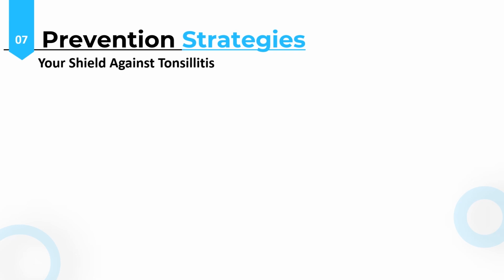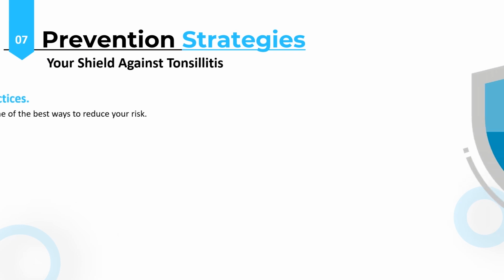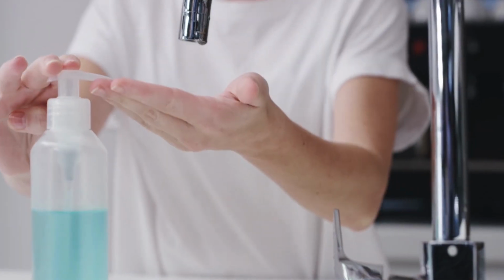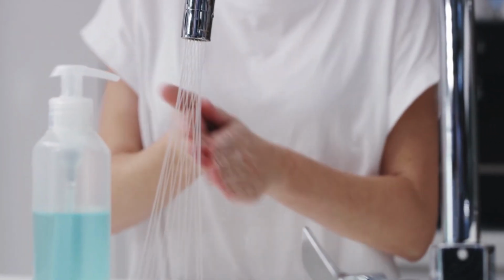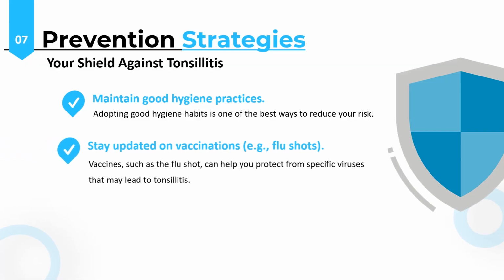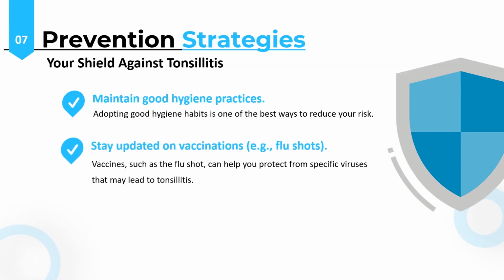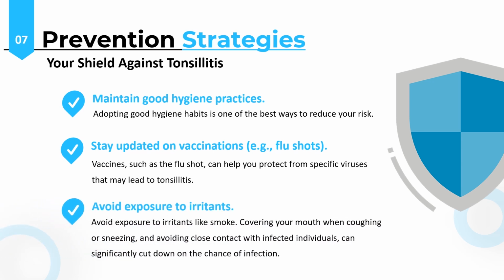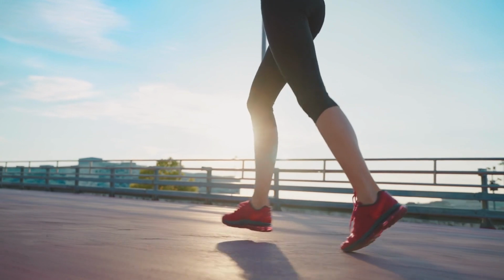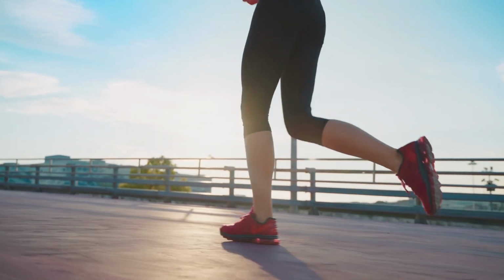Since tonsillitis can often be caused by viral or bacterial infections, adopting good hygiene habits is one of the best ways to reduce your risk. Simple measures like frequent hand washing and covering your mouth when coughing or sneezing can make a big difference. Stay updated on vaccinations. Vaccines, such as the flu shot, can help protect you from specific viruses that may lead to tonsillitis. Avoid exposure to irritants like smoke. Boost immune health. Exercise regularly and get enough sleep to strengthen the immune system. By practicing these habits, you can lower the risk of both viral and bacterial tonsillitis.